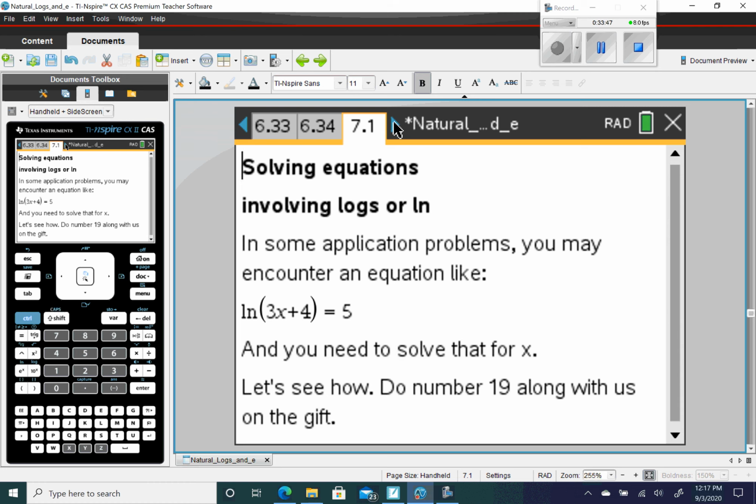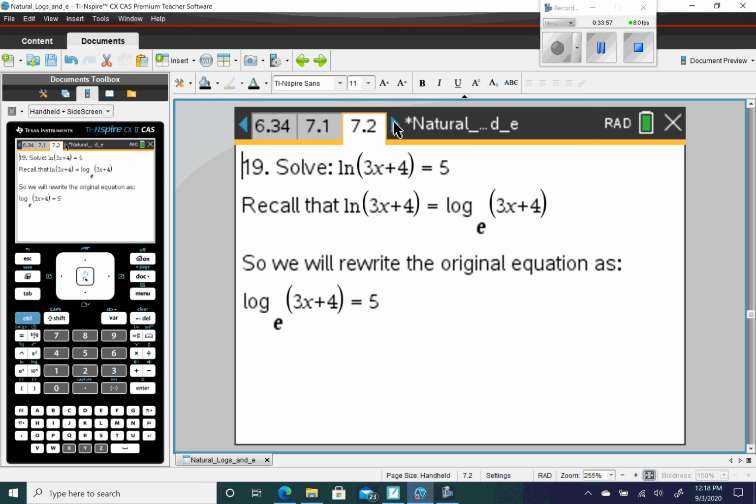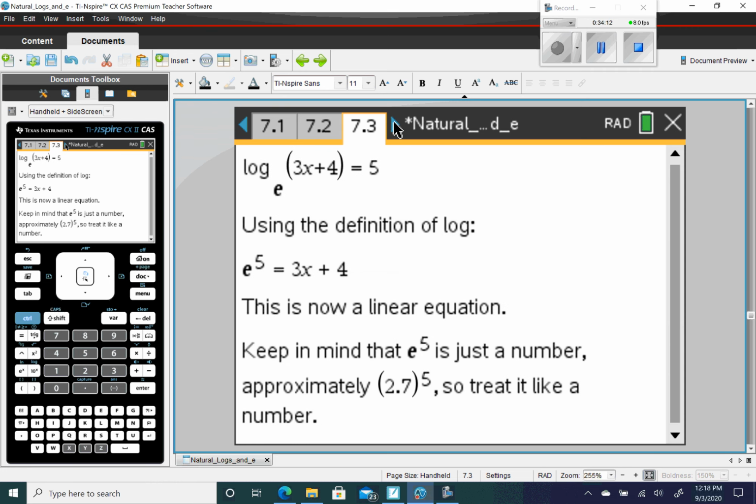All right, the next set, we're going to be solving equations involving logs or the natural log. So those already show up in the problem. A lot of times the trick here is to rewrite the original equation, sometimes taking it from natural log to log base e, as well as rewriting it from a logarithm to an exponential equation.